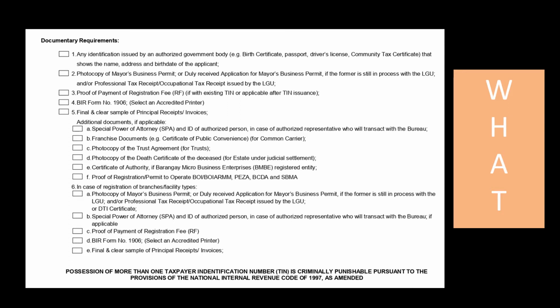Number 6 is similar with number 5, but only this is applicable for branches. Whether you're a single proprietor and you have another branch in a different place, then you would have to accomplish number 6.